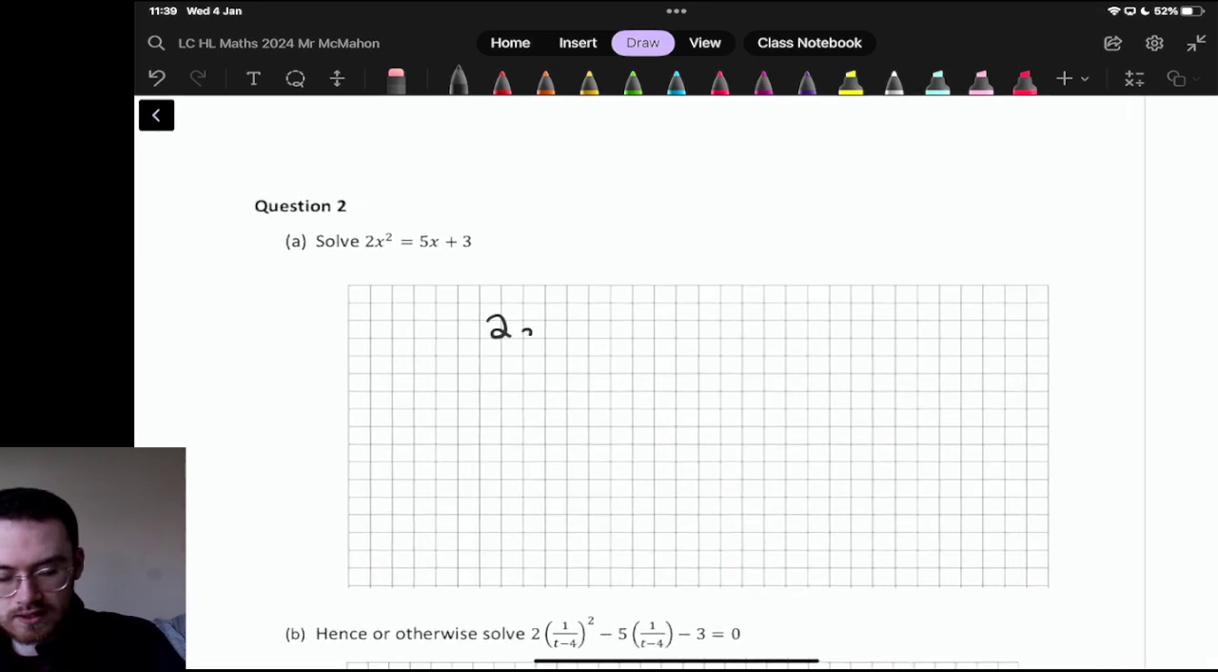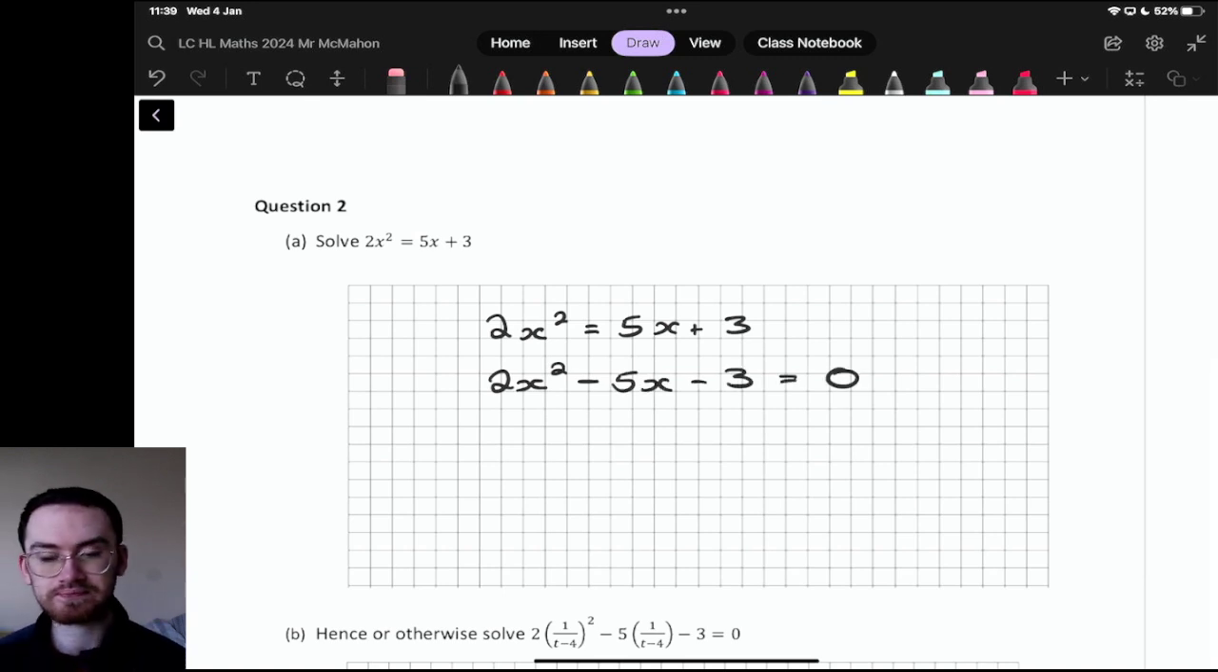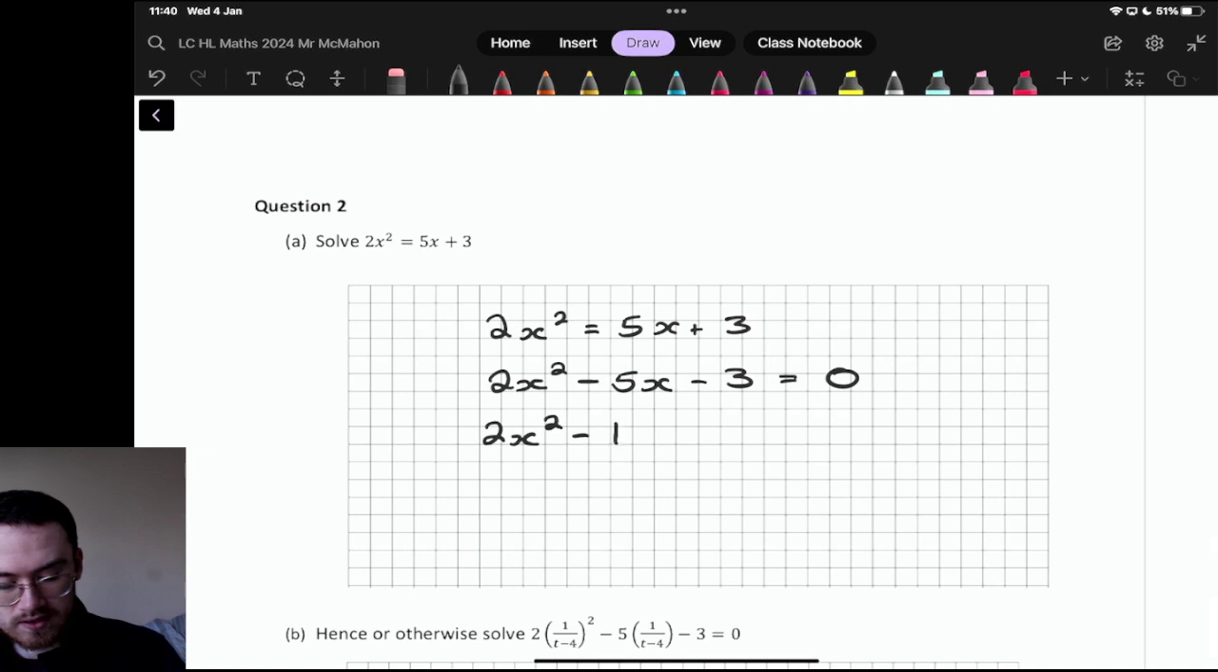So instead of 2x squared is equal to 5x plus 3, we're just going to rearrange it so that we have 2x squared minus 5x minus 3 is equal to 0. Once we've gotten to this point, we're going to be looking for two numbers that will multiply to give me minus 6, and that are going to add to give me that minus 5 in the middle. So what that would mean is I'm going to have 2x squared plus 1x, minus 6x, minus 3, equal to 0.